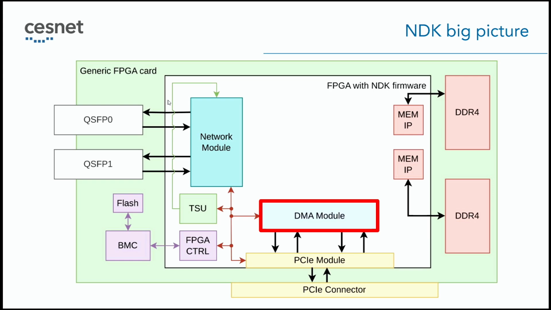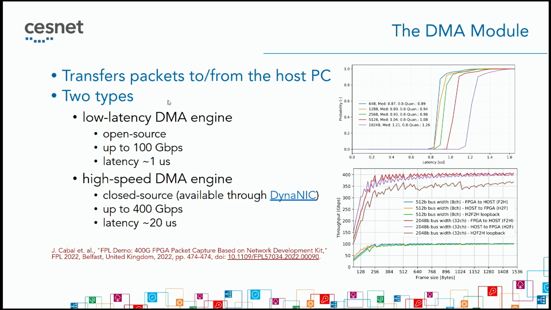So now let me talk a little bit more about the DMA module. The DMA helps to facilitate the communication between the FPGA and the RAM of the host PC. There are two types of DMA engines in the NDK framework. For one, there is the low latency DMA engine. As I've mentioned, some low latency modules that we have developed, this is one of them.